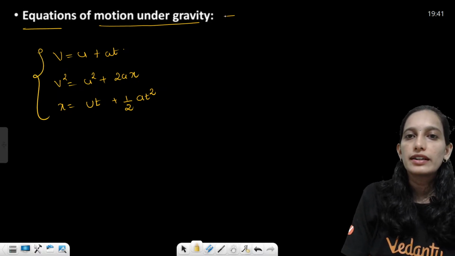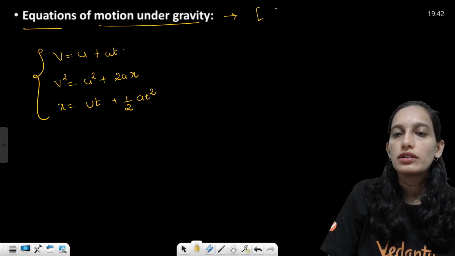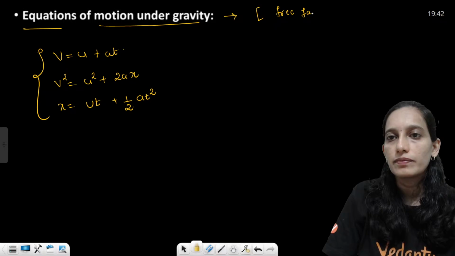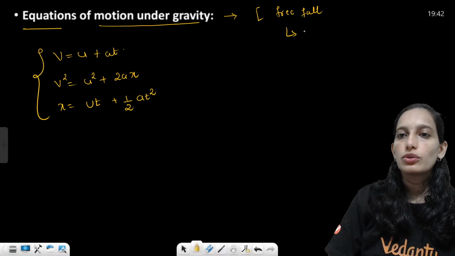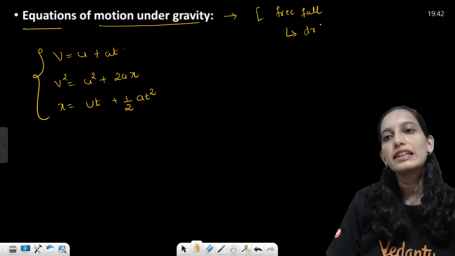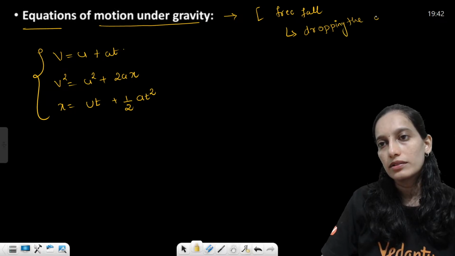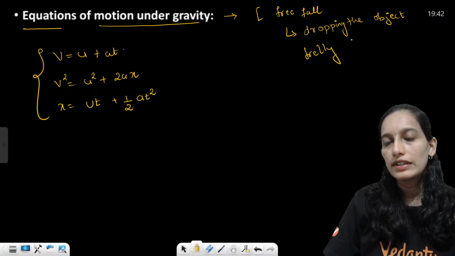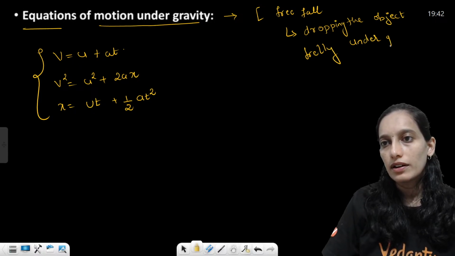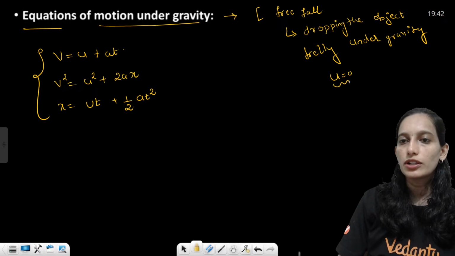In motion under gravity, most of the time we'll be talking about the free fall case. So what is free fall? Once you drop the object, we are dropping the object freely under gravity. Here dropping means we take initial velocity 0, remember that.